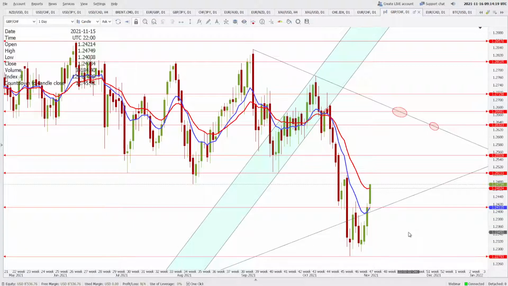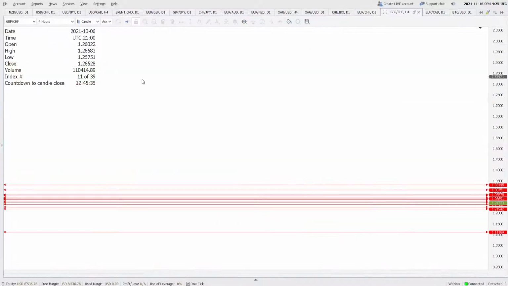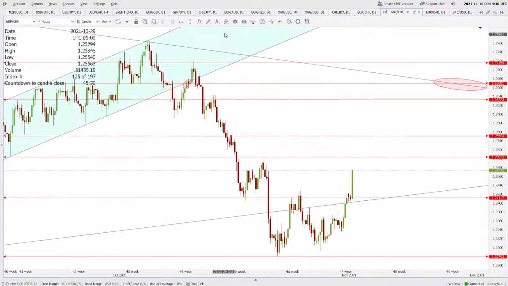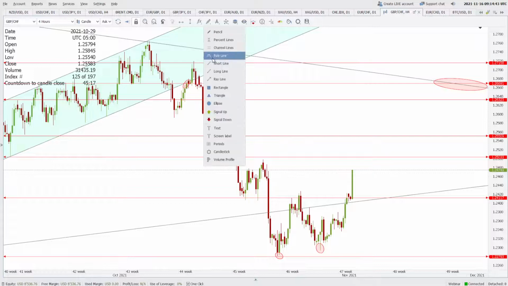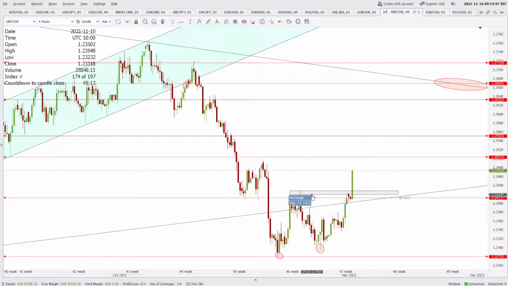GBPCHF, pound is increasing in value, Swiss franc is falling. That is why you can see that this double bottom here has broken out. Now it may not be looking like a double bottom to you, but it is. Why? Because there was a bottom here, and then approximately at the same level or slightly higher, there was another bottom here. And after making this bottom, the price made a reaction high here, and this reaction high is broken now.